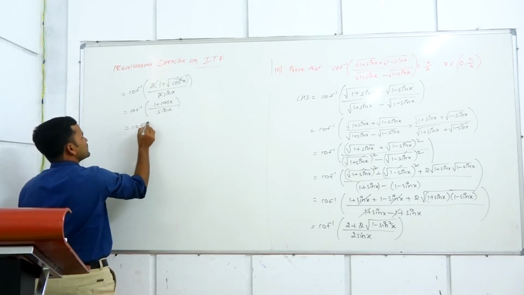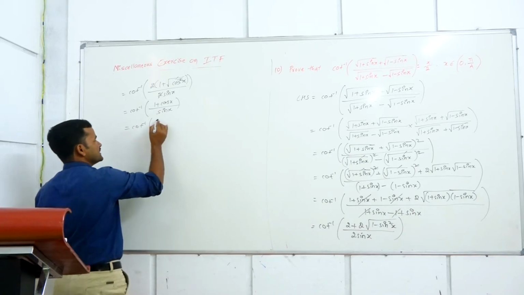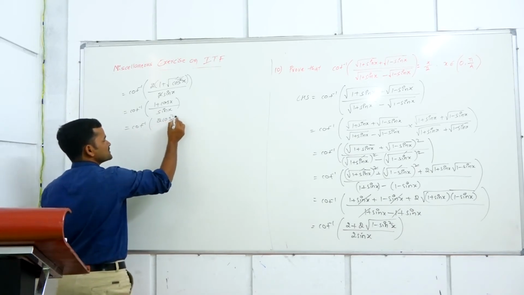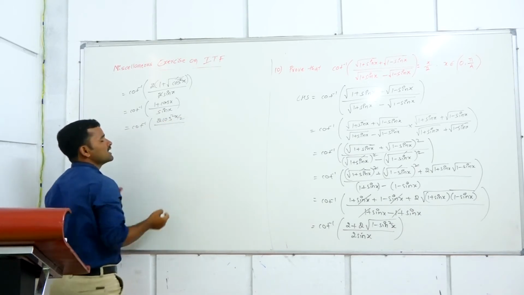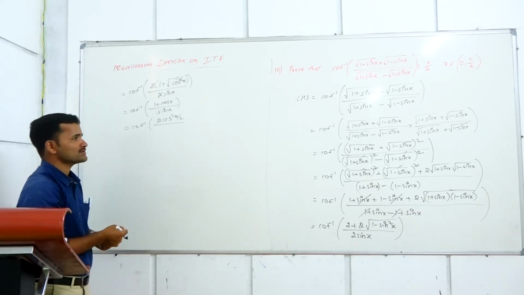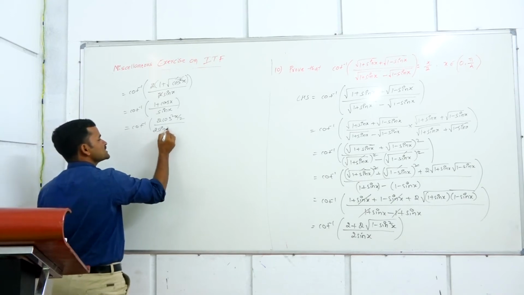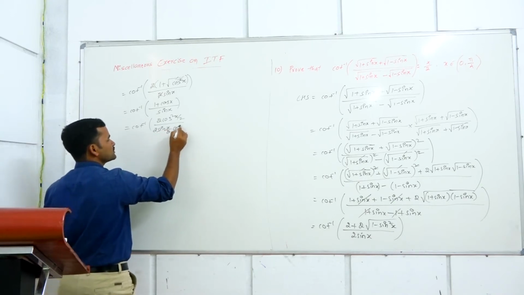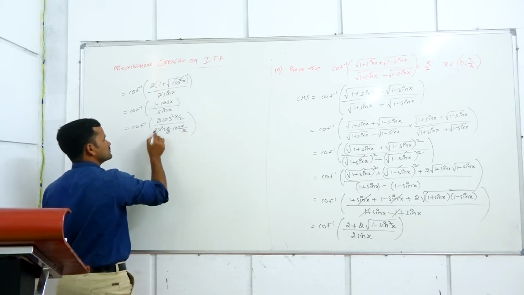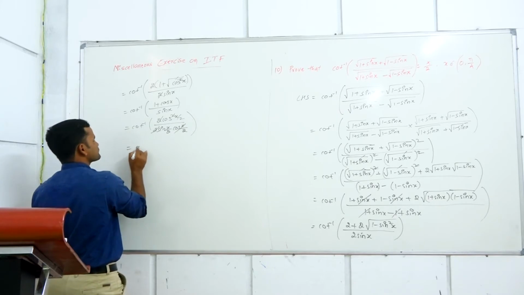Cot inverse of, we will go to the half angle formula. 1 plus cos x is nothing but 2 times cos square x by 2, and 1 minus cos x is 2 times sin square x by 2. Those formulas you should know. And sin x, using the half angle formula, is 2 times sin x by 2 into cos x by 2. 2 gets cancelled. One cos x by 2 gets cancelled.